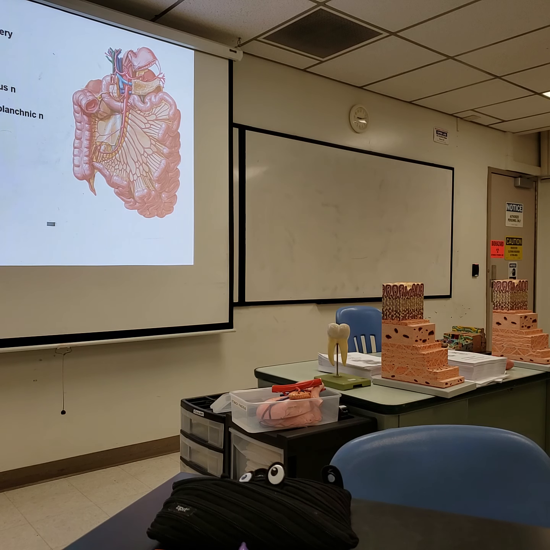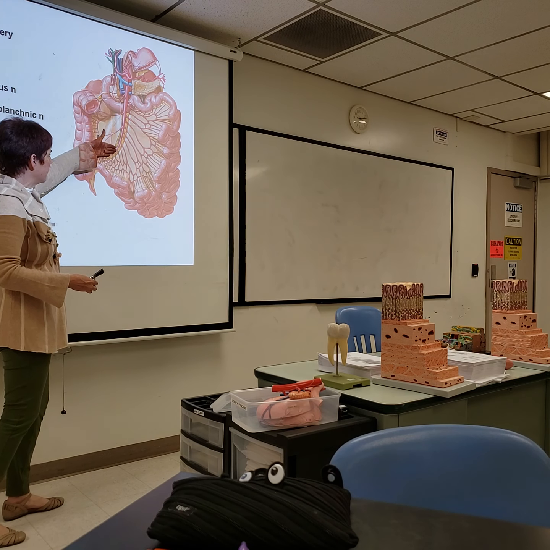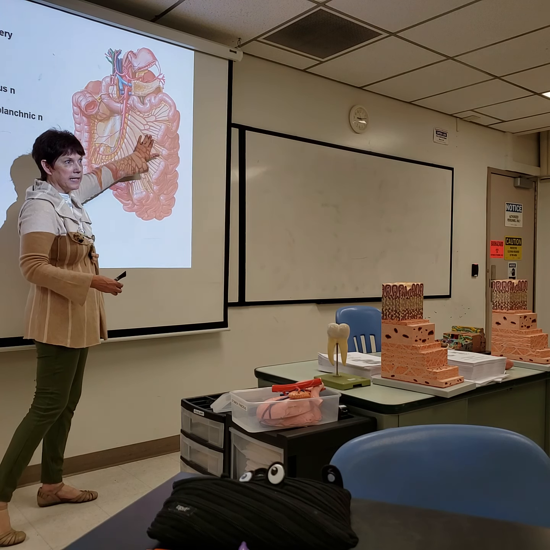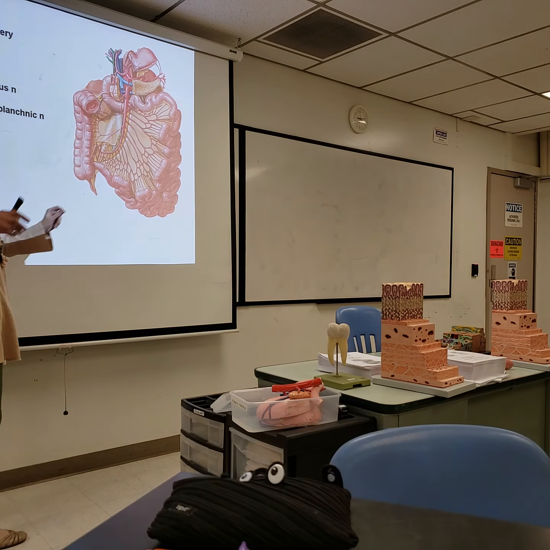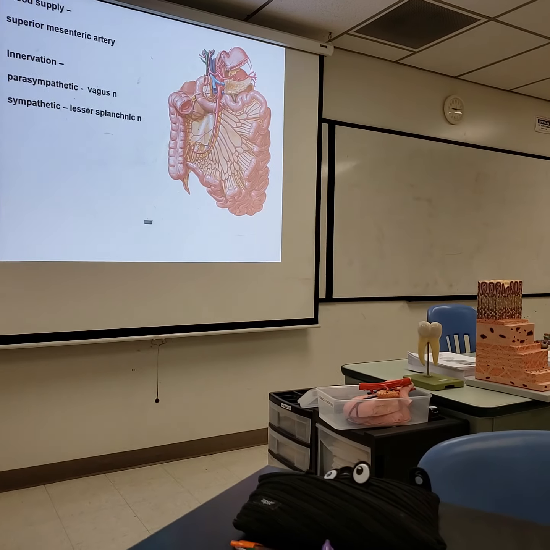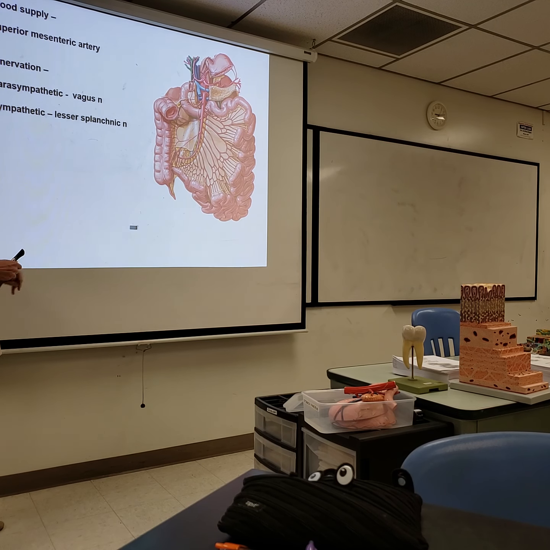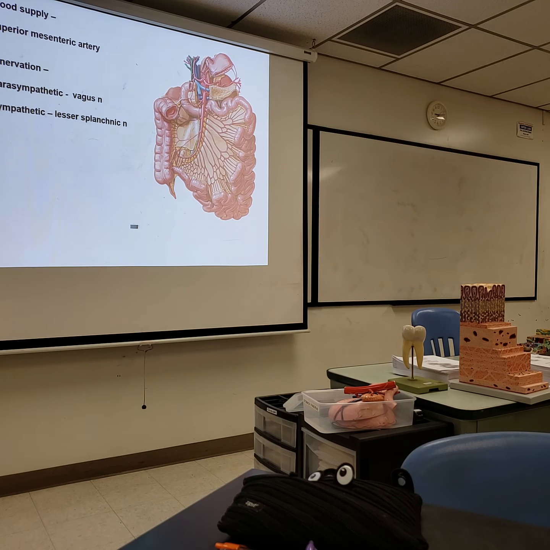So our blood supply is the superior mesenteric artery, okay? Passing through, this would be where the root of the mesentery is attached to the posterior abdominal wall. And then all of this would be the mesentery proper, the double layer of peritoneum spreading out. Parasympathetic is going to be vagus, and again, you don't need to know the specific splanchnic nerve or the sympathetic. That's actually coming from the thoracic region.